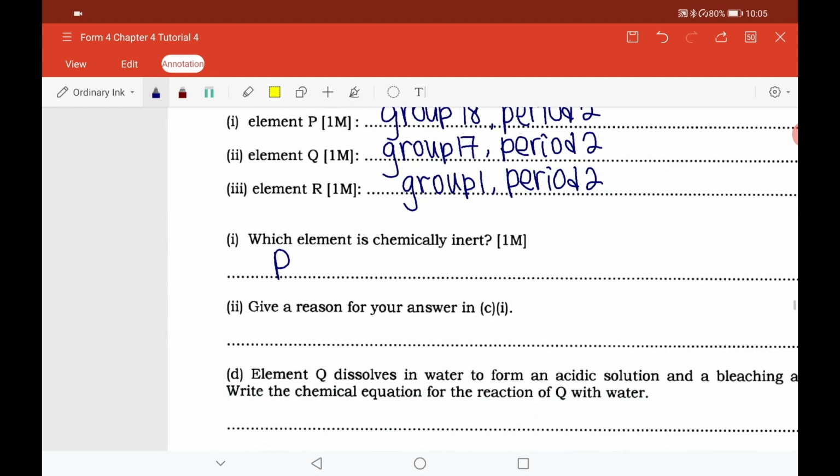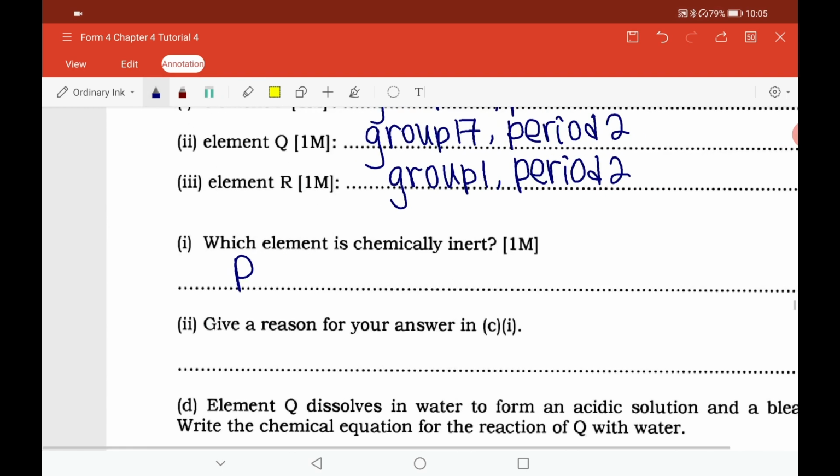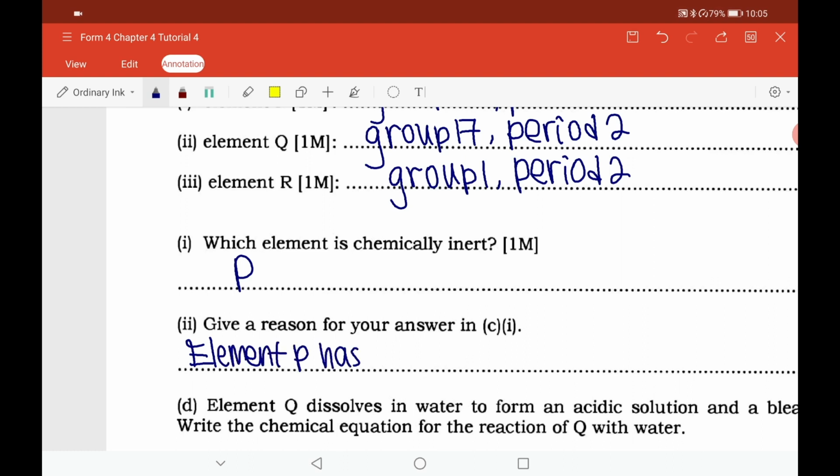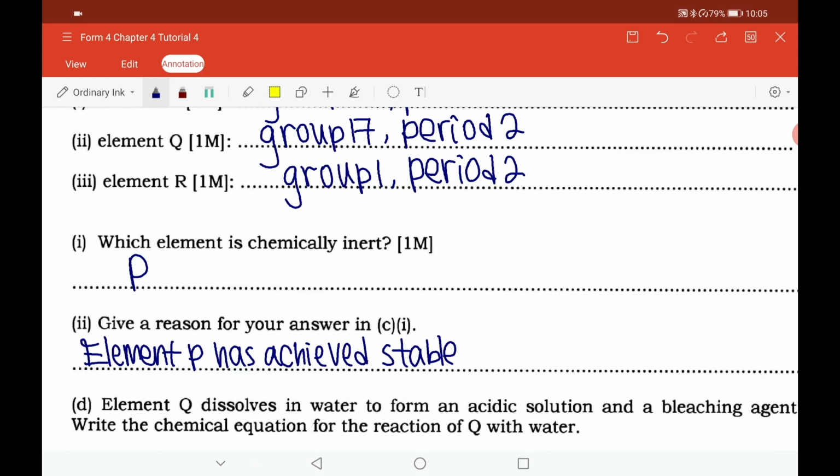Inert means unreactive. So they ask us to give a reason why element P is inert, why it's unreactive. So you need to write this. This is how you write it. You can mention that element P has already achieved, and learn this word, already achieved, stable. The first word you need to write is stable. So they are already stable. Why is element P stable? Because it already has the octet electron arrangement.